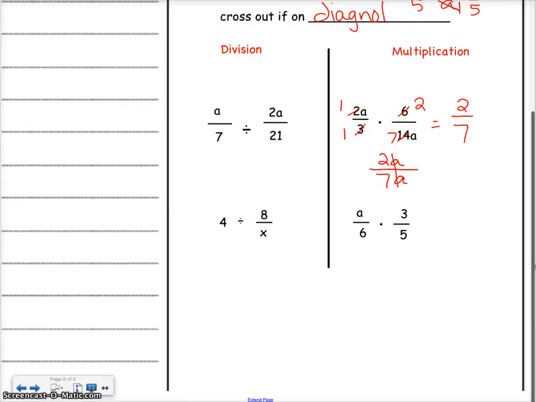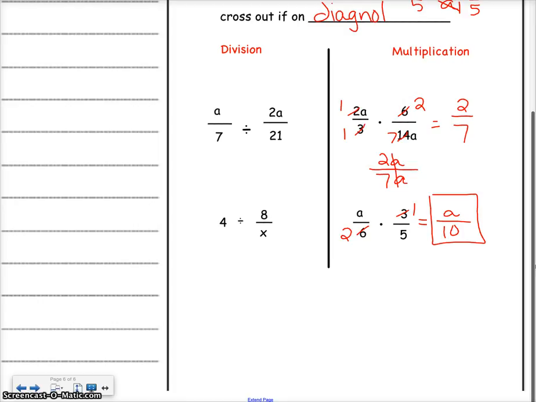All right, next example, a over 6 times 3/5. My a and 5 have nothing in common. I can't cross anything out. My 6 and 3 have a 3 in common. 3 divided by 3 is 1. 6 divided by 3 is 2. Now I'm going to go top times top. A times 1 is just a over bottom times bottom. 2 times 5 is 10. So my final fraction here is a over 10.